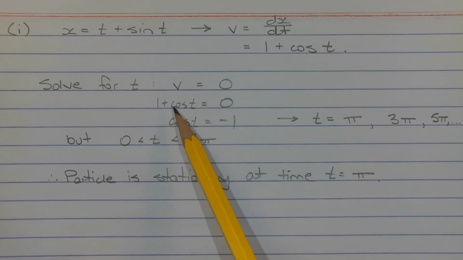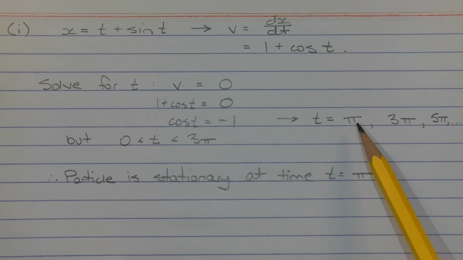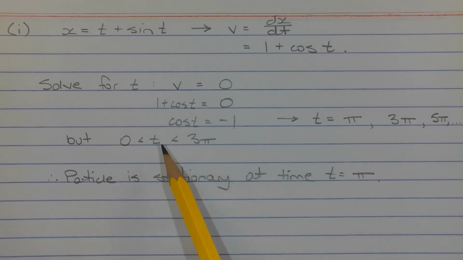So 1 plus cos t is equal to 0. Rearranging the equation to isolate cos t, we get cos t is equal to negative 1. Solving this equation with respect to t using inverse cos of negative 1, we get t equal to pi, 3 pi, 5 pi, and so on. But t has to be greater than 0 and less than 3 pi, so t equals 3 pi is not a valid solution. Therefore, the only valid solution is that the particle is stationary at time t equals pi.